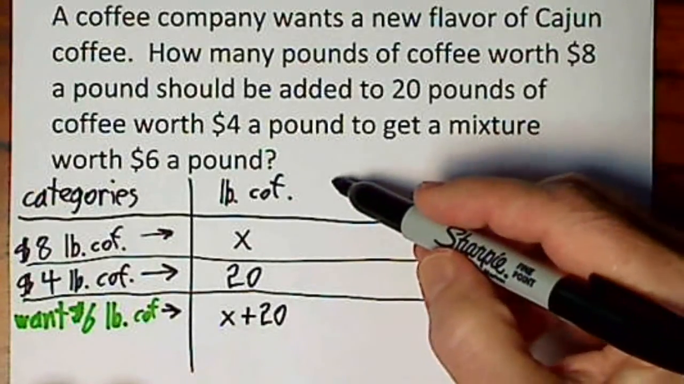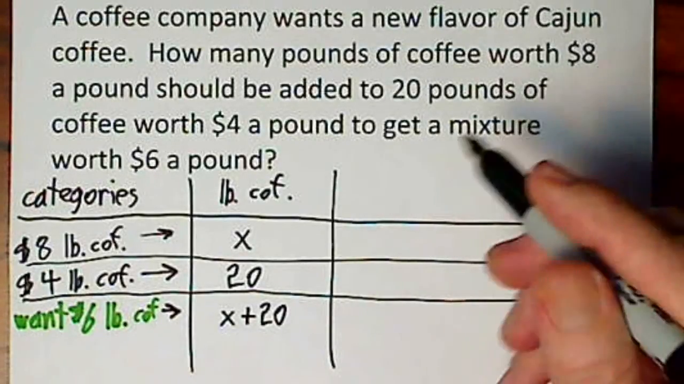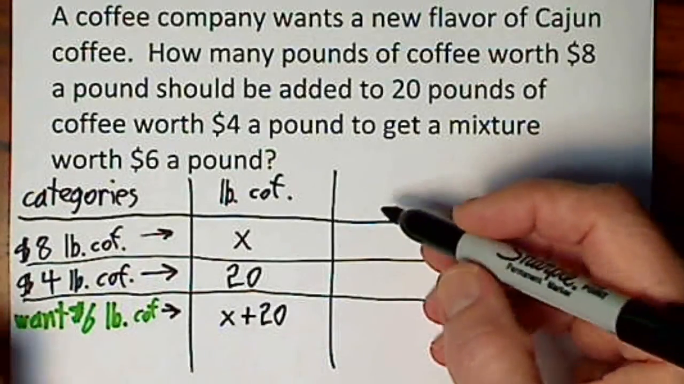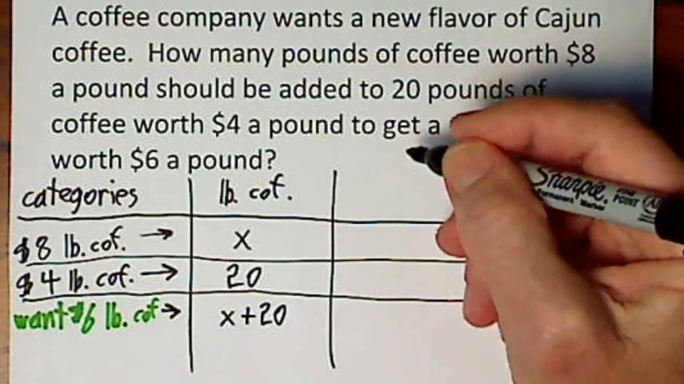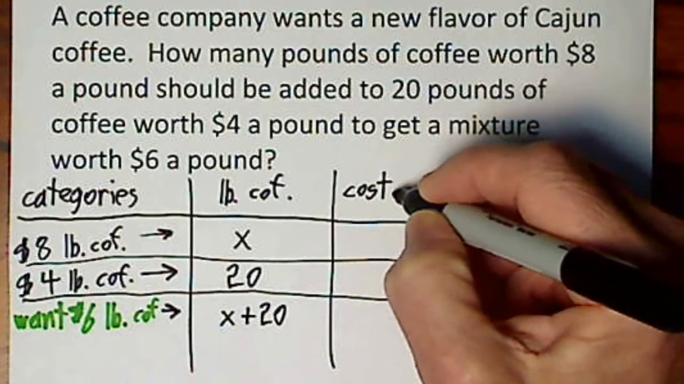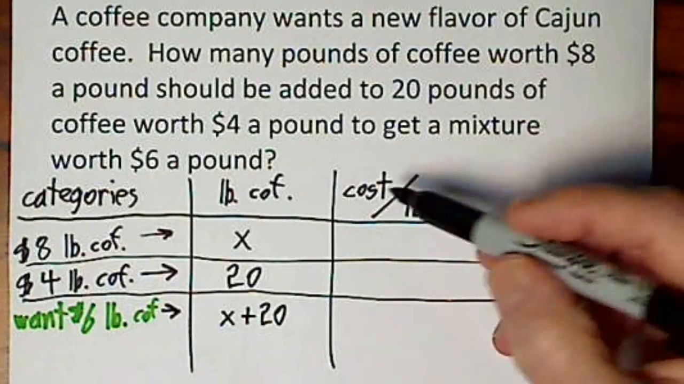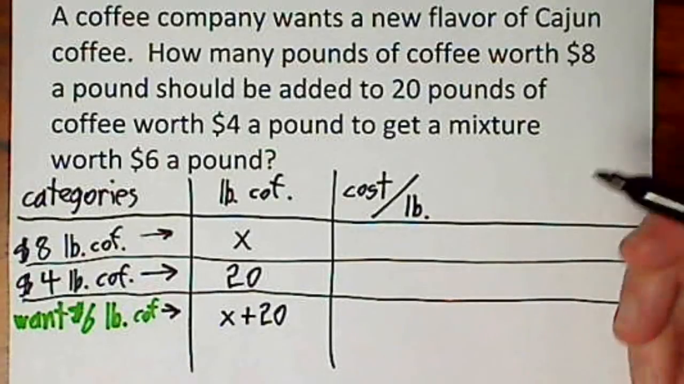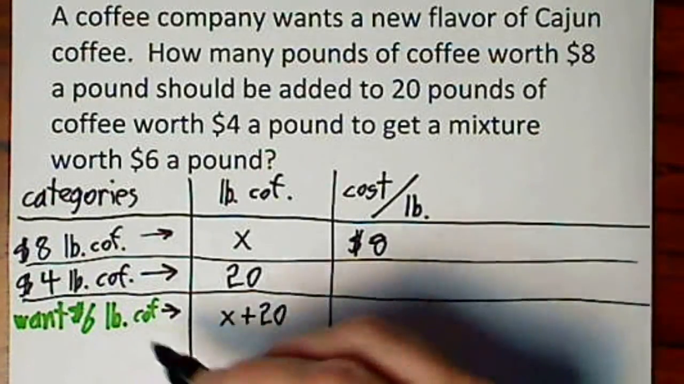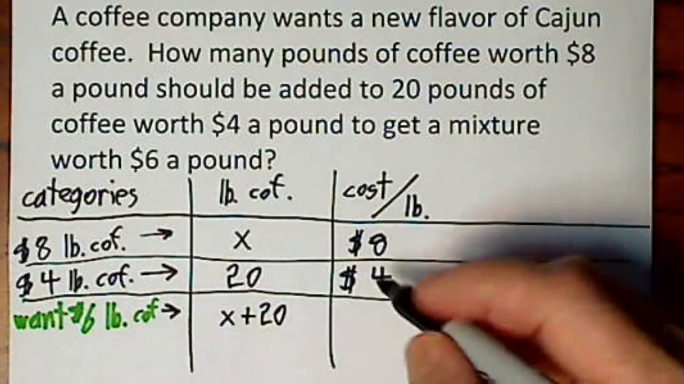Okay. We certainly need another category here. And it might seem redundant to repeat this, but we need to keep up with the value of this, okay? So let's say cost per pound. Cost per pound. Okay, that's a way of writing it. Cost per pound. And this is $8. This is $4. And this is $6.